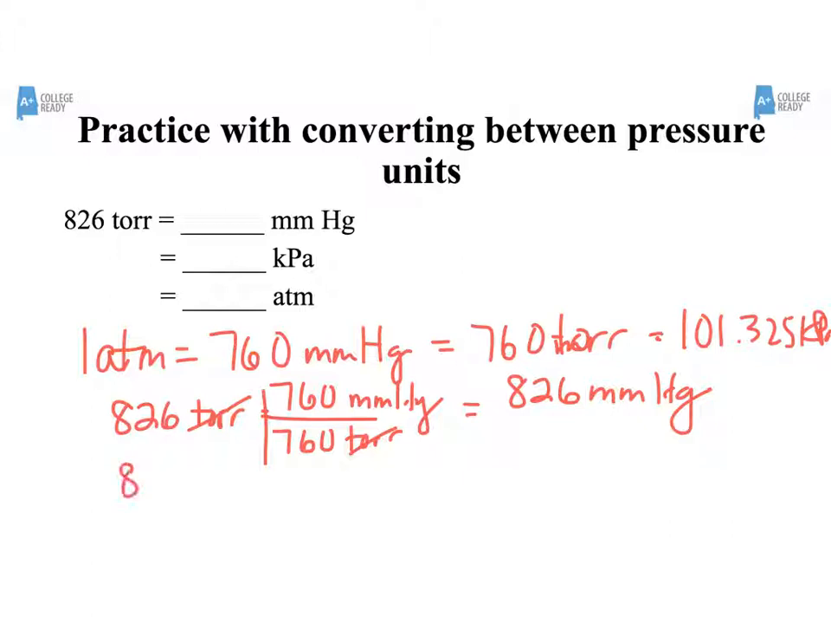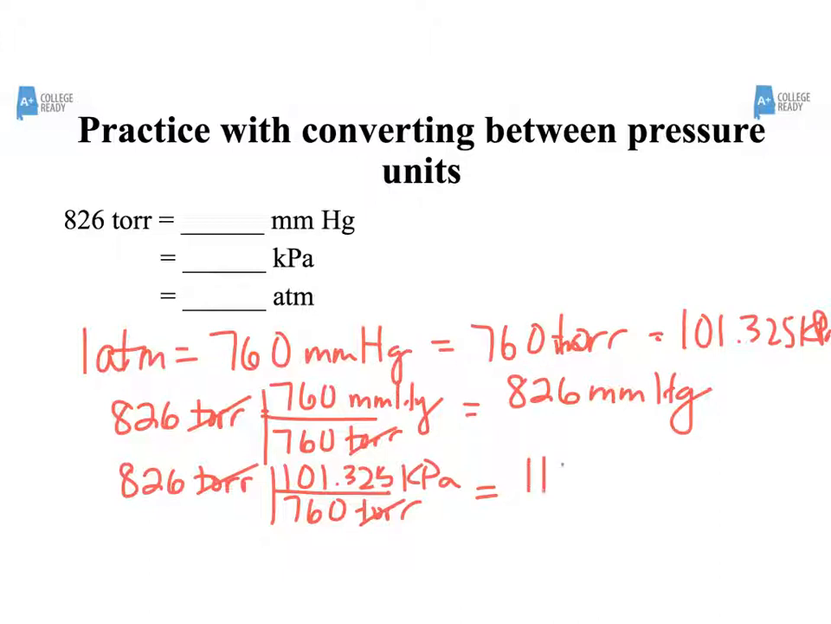What if we wanted to go to kilopascals? Same idea, 826 torr. Then the relationship is 760 torr is equal to 101.325 kilopascals. And that's going to give me a relationship. Torrs cancel out. And we grab our calculator and we find 110 kilopascals.